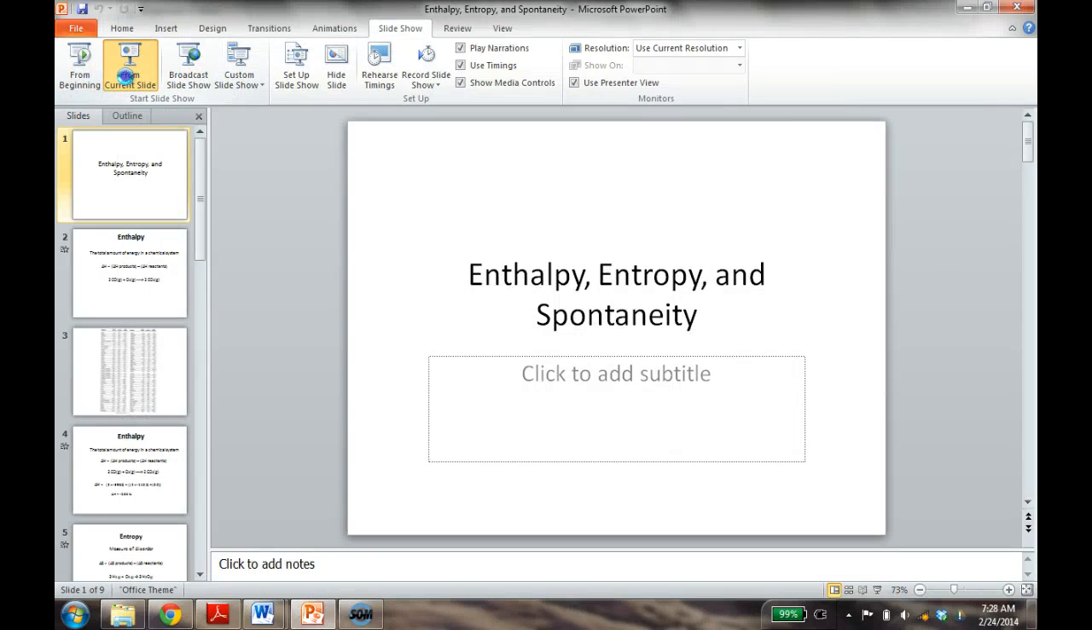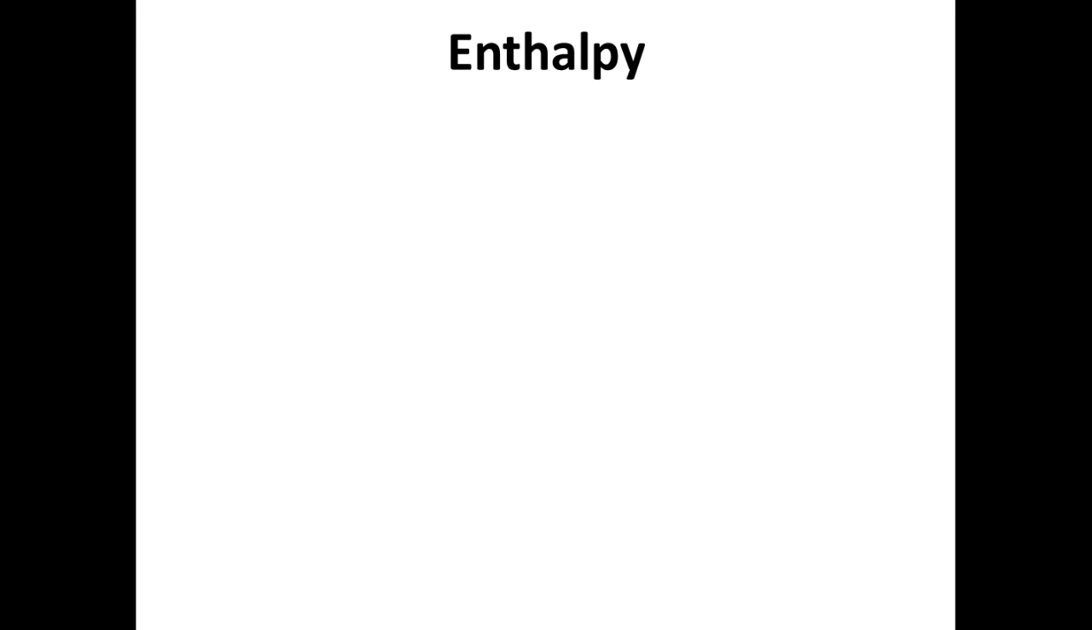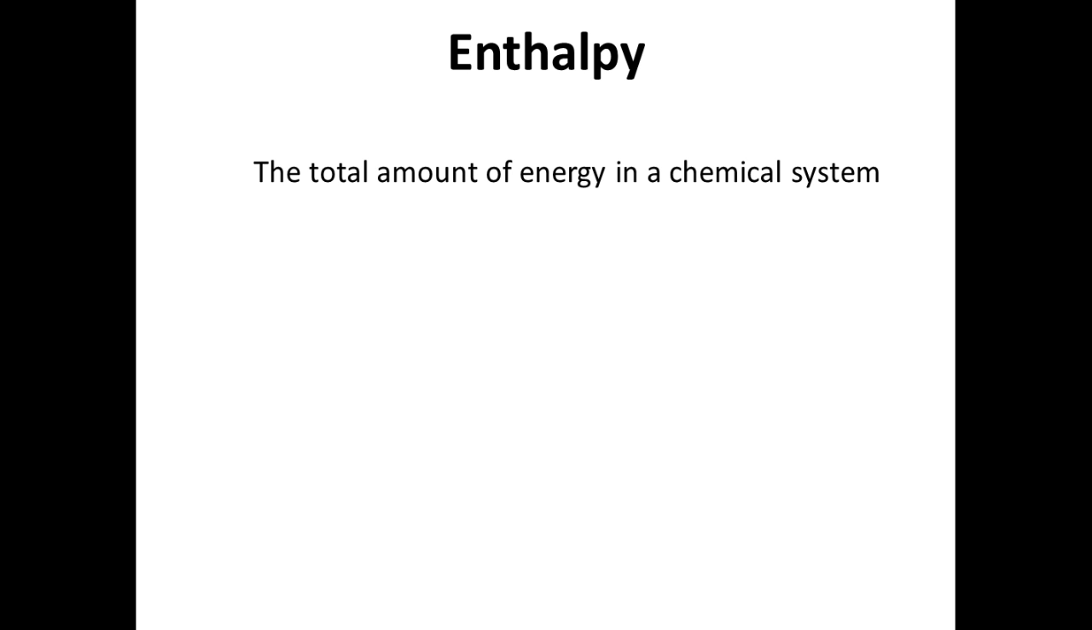All right, so for those of you who missed last week, we were still covering enthalpy, entropy, and spontaneity. Just as a review, enthalpy is the change in the amount of energy in a chemical system, which typically means heat. That's easiest to measure. That's what we're going to be talking about when we talk about the change in enthalpy.